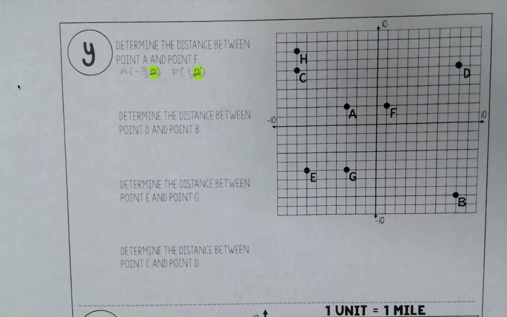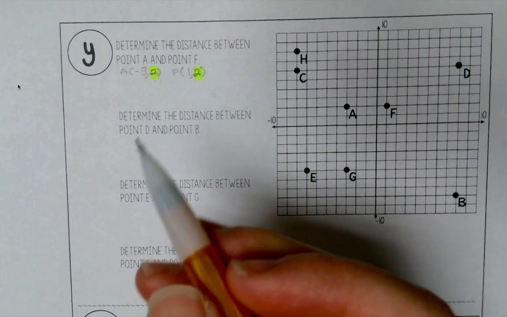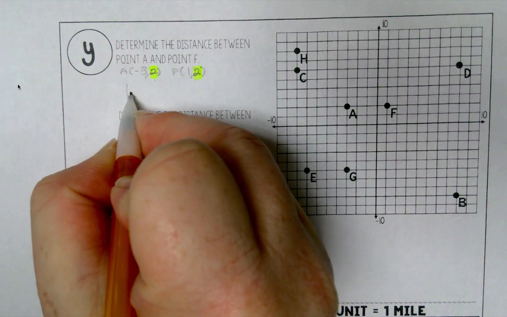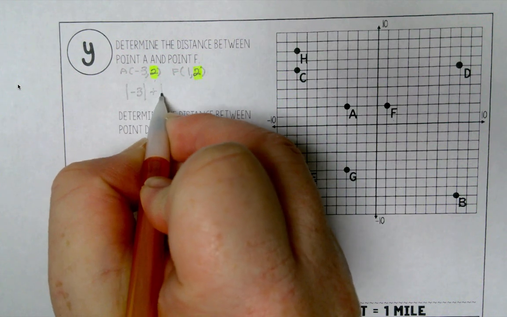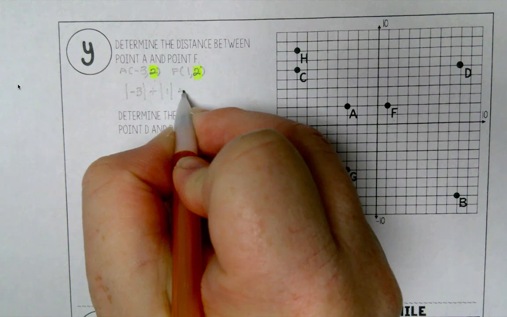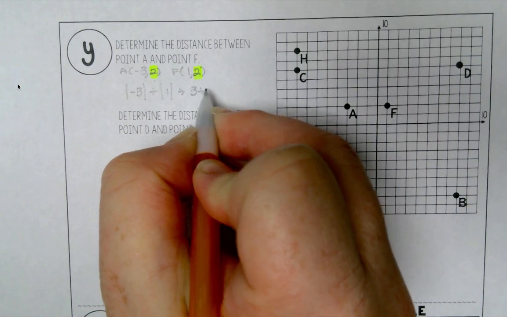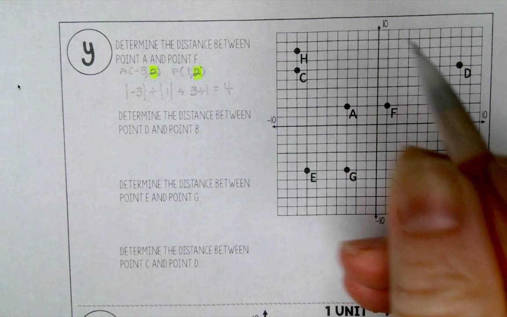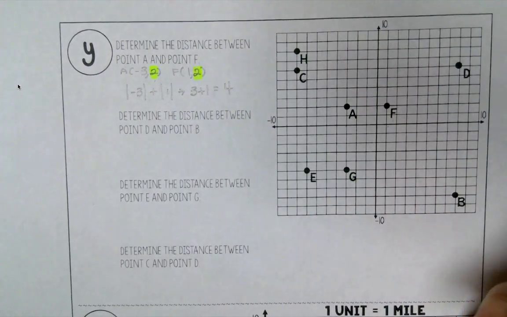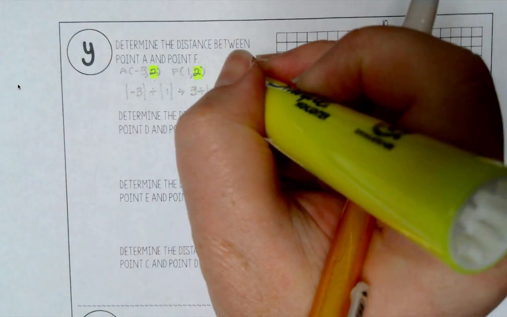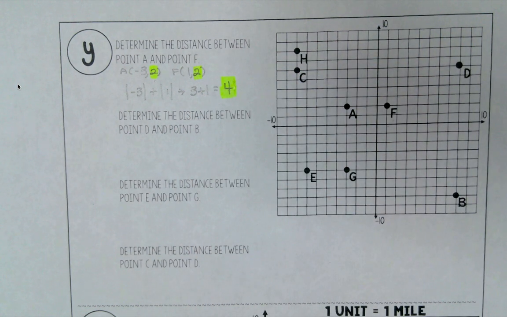So remember, one thing I want as we go through this, if they're in different quadrants, we're going to add. Same, subtract. Okay? Different, add, same, subtract. So the absolute value of negative 3 plus the absolute value of positive 1 is positive 3 plus 1, which gives you 4. And then we can always count. 1, 2, 3, 4. Okay? So different quadrants add, same, subtract.